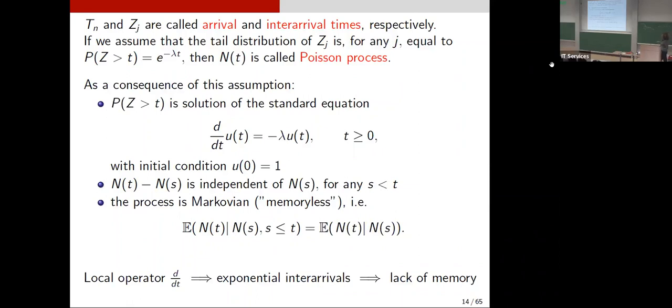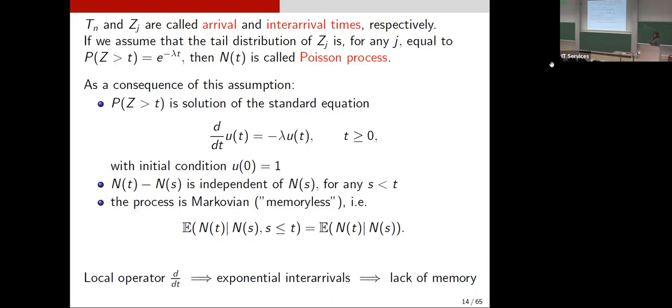And again, the increments of the Poisson process are independent over non-overlapping intervals. The increments, yes, and the process is again Markovian. So basically, these properties and the lack of memory property are a consequence of using, in the equation here, the local operator equal to the first order derivative. This implies exponential inter-arrivals and then the lack of memory.